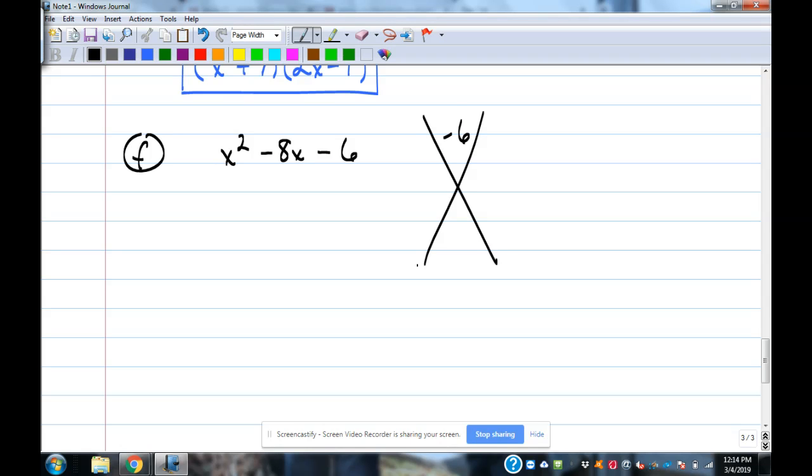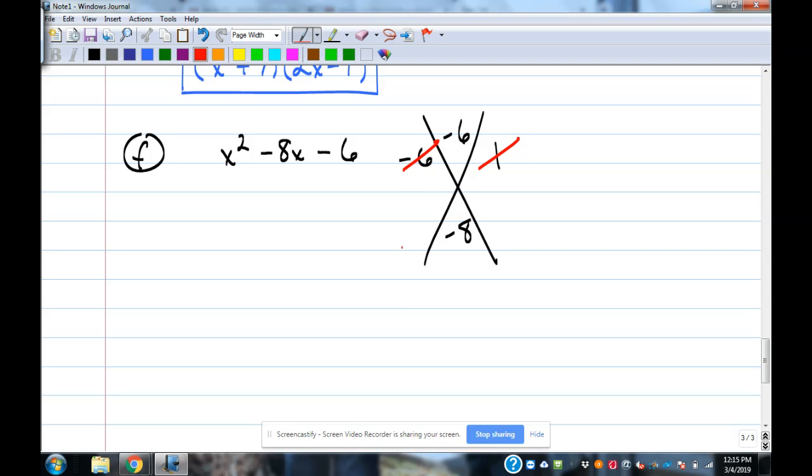-6 up top, -8 on the bottom. So we got to try all the things that multiply to be -6. So what's one option? -6 times 1, but that adds to be what? No. -6 plus 1 is -5. Not the right one.